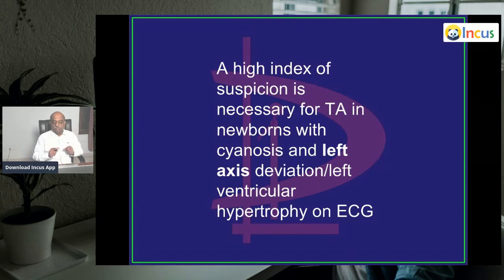So whenever there is cyanosis with left axis deviation, left ventricular hypertrophy, then you should have a high index of suspicion as a pediatric cardiologist that it is a case of tricuspid atresia, is what I want to underscore to all of you. So these are all the fundamental favorite MCQs in the exam.